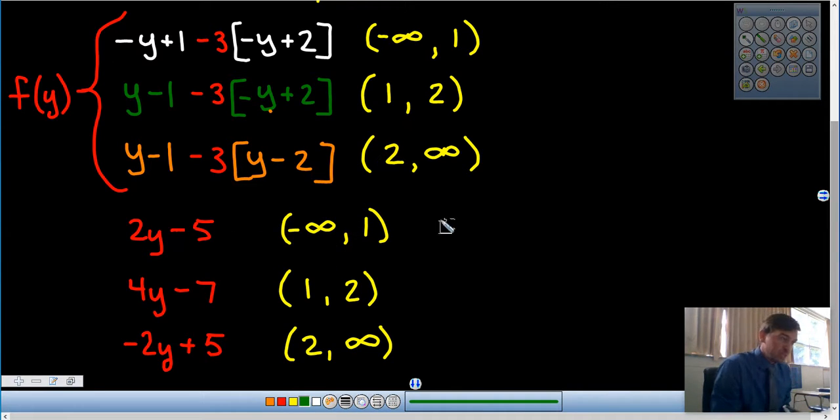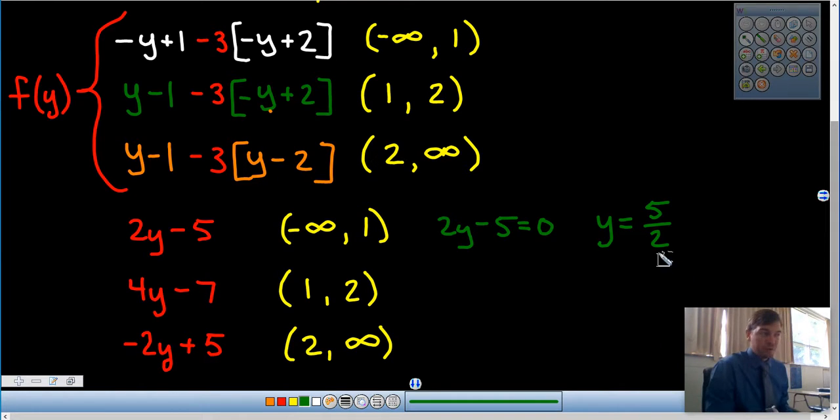The first one, if I did 2y minus 5 equals 0, and I solved that, I would get y is 5 halves. 5 halves is 2.5. It's greater than 1. It doesn't fit in this interval, so I am not going to look at that. That's not going to help me.